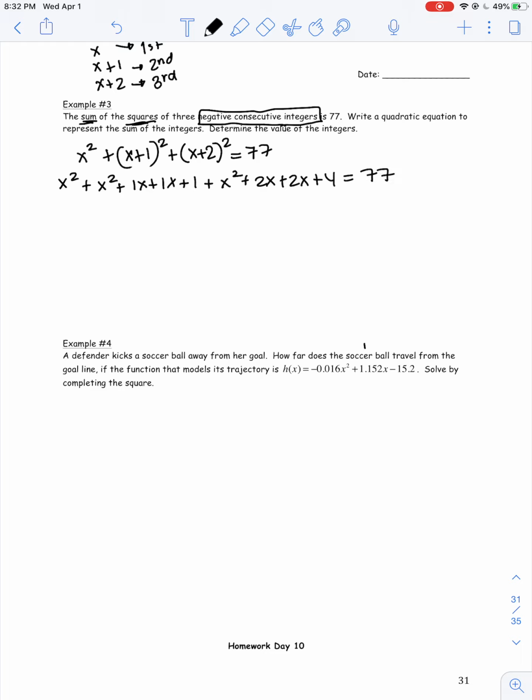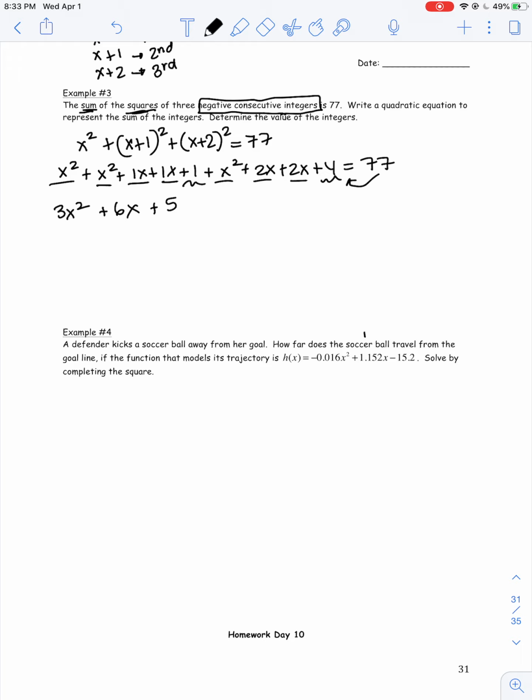Okay, so there's FOIL for you. Then we're going to combine all the like terms. All the x squareds together will become 3x squared. And then all your x's, if you add up all these guys, it becomes positive 6x. And all your constants, if you add those up, that'll be plus 5.